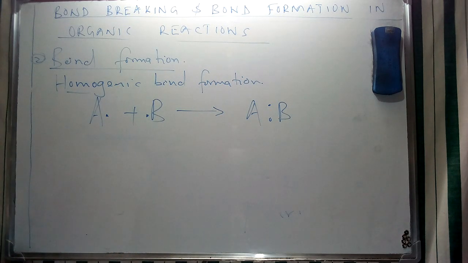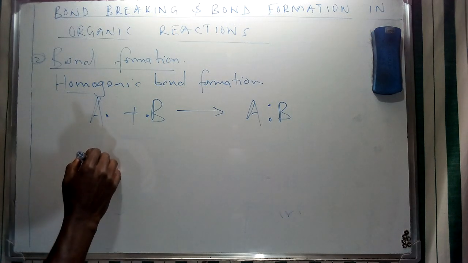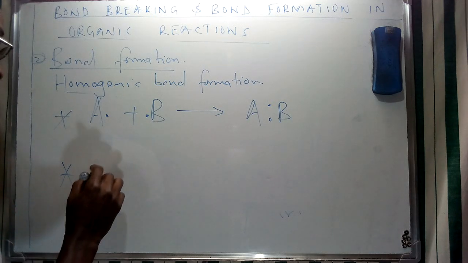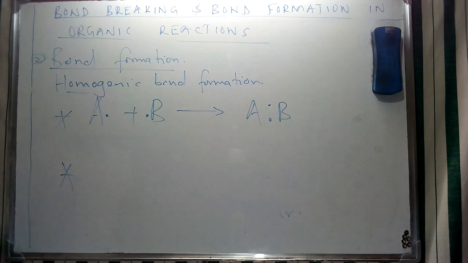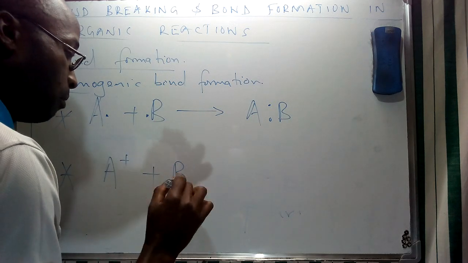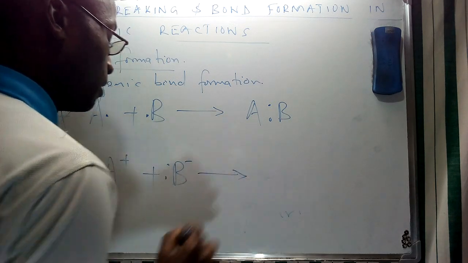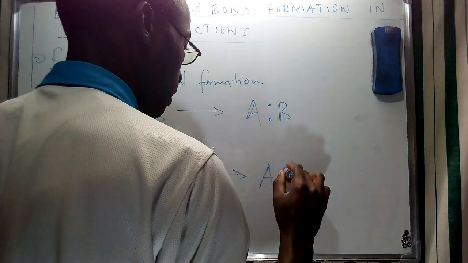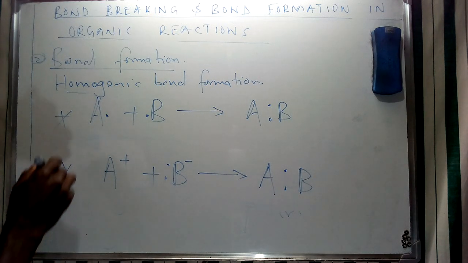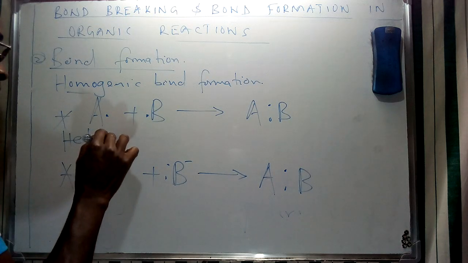Then if we look at the other example, resulting from the interaction of the products we had seen in the second case for bond breaking, we can have two polar species, B and A, which interact, and this results in the formation of a product illustrated as such. So this kind of bond formation is referred to as heterogenic bond formation.